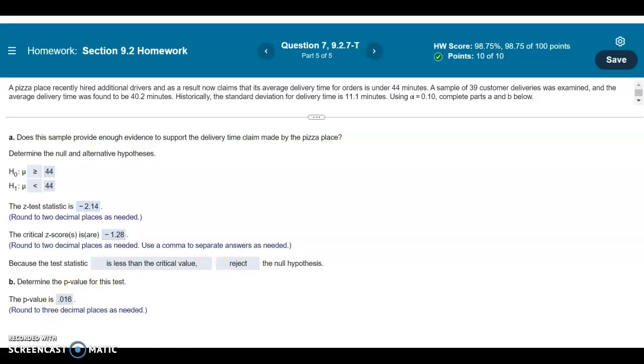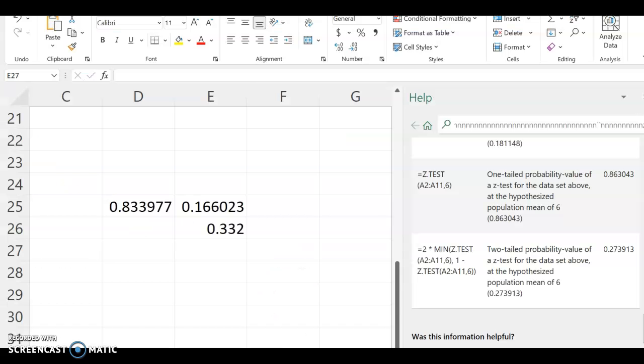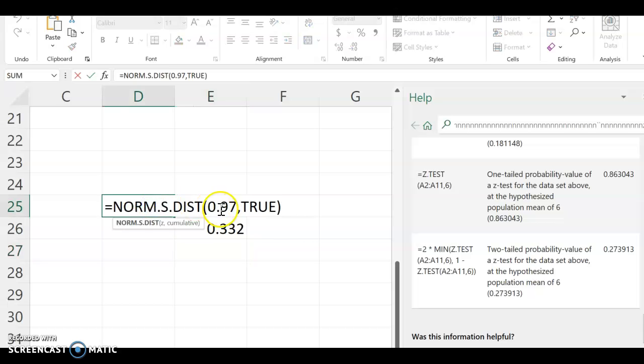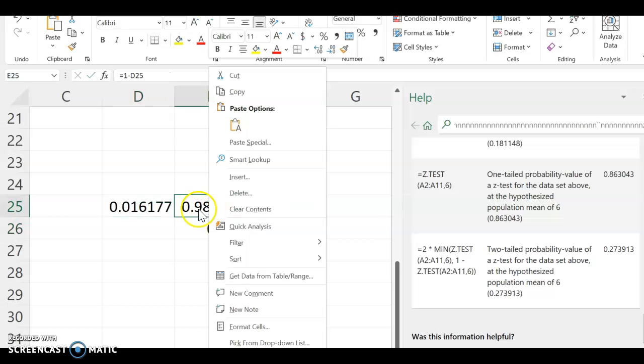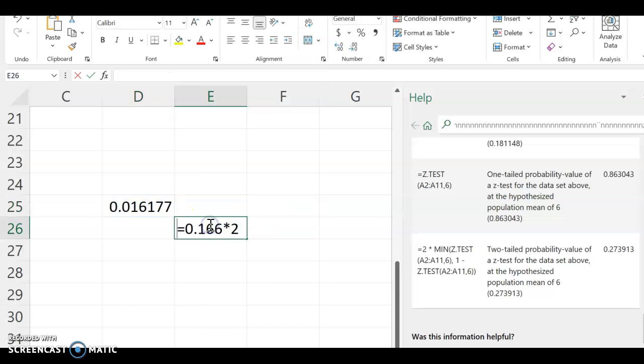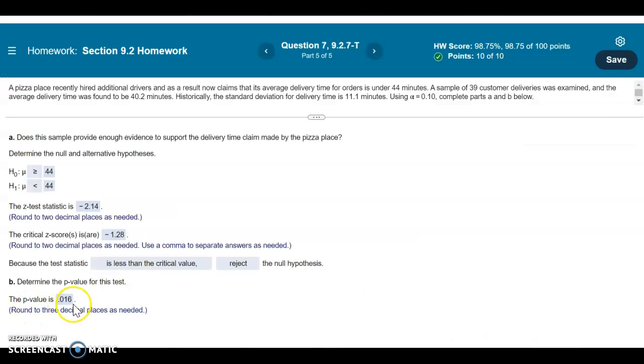Now, the p-value. So, make sure you use the test statistic, negative 2.14. Since it's negative, we don't have to subtract from 1. So I'm going to delete that. So our p-value is 0.016.